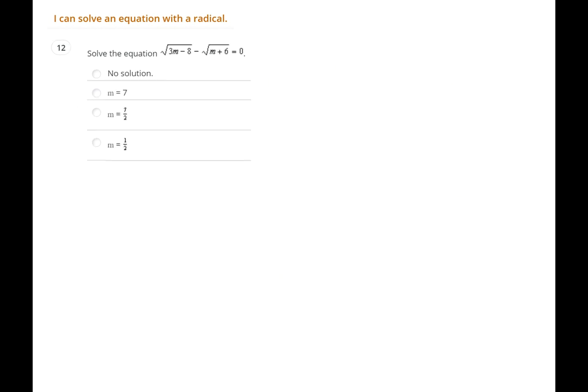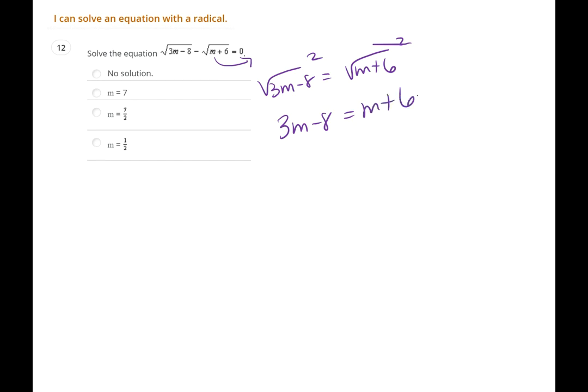All right. Then I'm going to look at 12 here. So to do 12, I want to get both of these radicals on opposite sides. So I'm going to add this one to the other side. So you get the square root of 3m minus 8 equals the square root of m plus 6. To undo the square roots, I square both sides. So I get 3m minus 8 equals m plus 6.